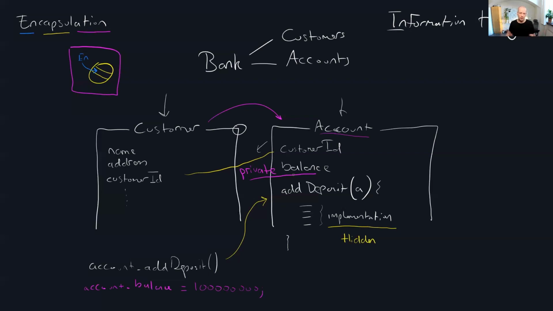Again, these are good things. You shouldn't care how the add deposit method is implemented. We can ourselves understand that this probably has a lot of things to do with checking the customer actually is who they say they are, checking their credentials, and so on. And we do that via a method instead of just letting the balance be open.